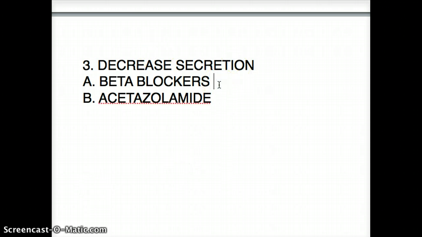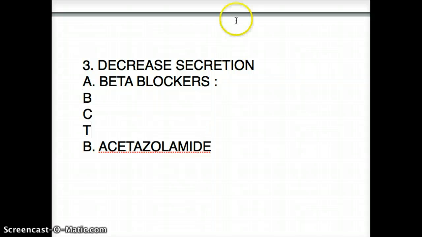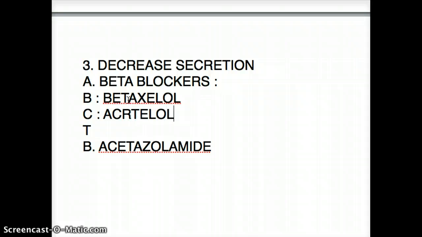Okay, so there are specific beta blockers which are particularly important when we're talking about glaucoma drugs. Not all beta blockers can be used as glaucoma drugs. And the one that I want to mention, I use the mnemonic BCT. B stands for betaxolol, C stands for carvedilol, and T stands for timolol. These are the three drugs responsible for decreasing secretion and can be used as a glaucoma drug.